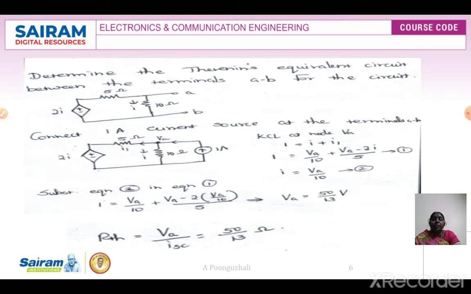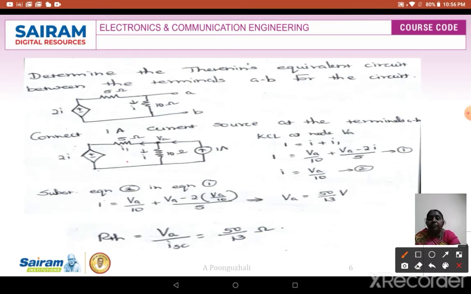If I apply my nodal analysis, I is nothing but VA minus VB, taking this as a reference voltage. This is going to be a ground terminal, so it is VA by 10 plus VA minus the voltage here, which is going to be minus 2I, divided by 5. So here I is equivalent to VA by 10.